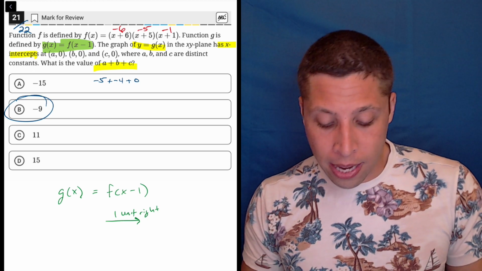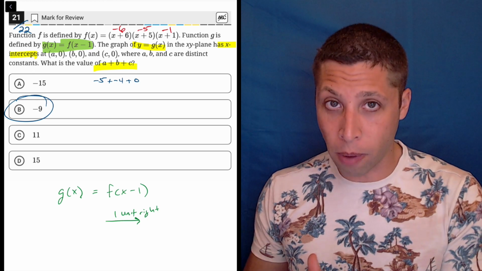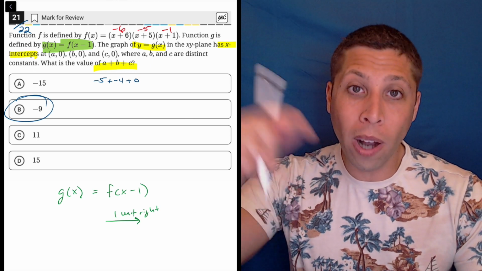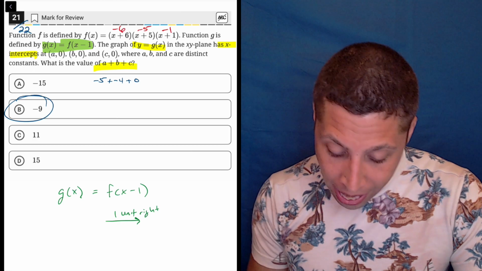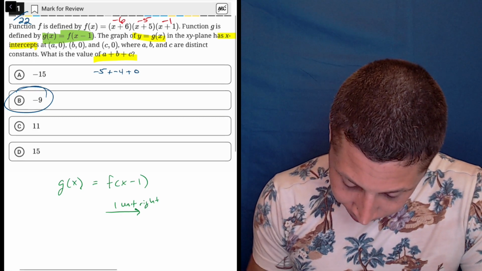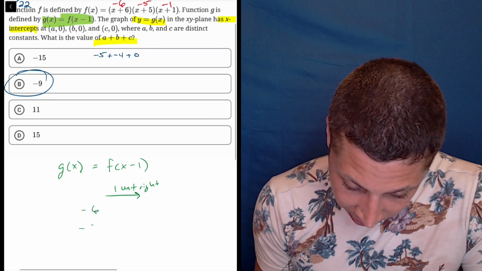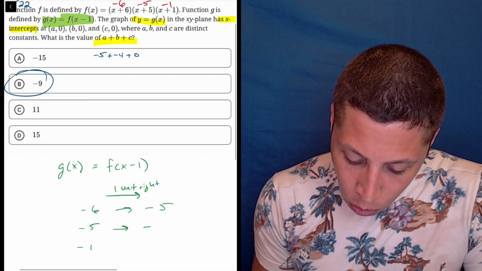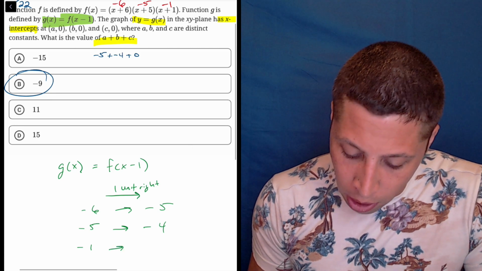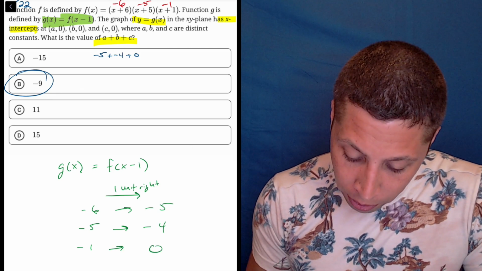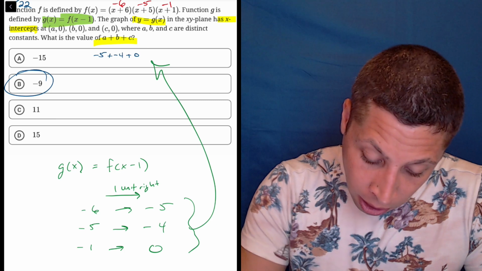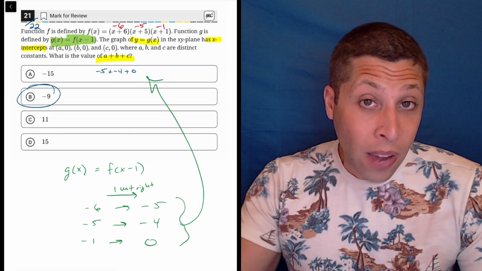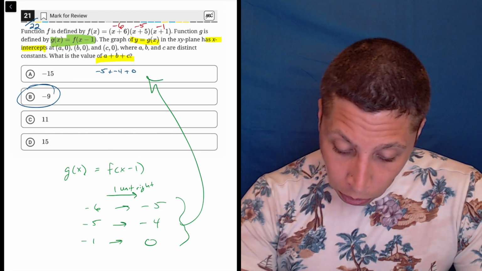What's going to happen then, like I said, is we're going to move it to the right. And we are going to now turn each of those x-intercepts 1 unit greater. So the -6, how can I show this? Let's do -6, -5, -1. 1 to the right would be now -5. 1 to the right would be +1, -4. 1 to the right would be +1, 0. And notice those 3 numbers are the 3 numbers we got up here. That's it. Now, maybe that's faster than entering it in the calculator, but I always worry about potential mistakes.